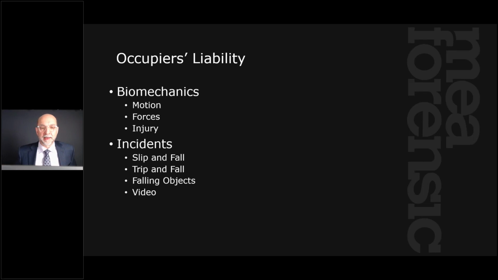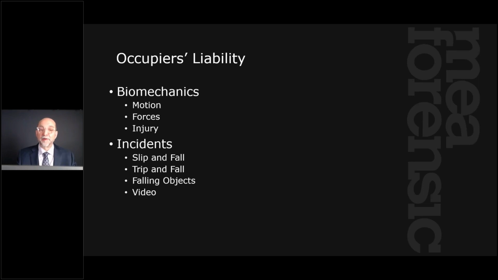I'd like to start off by mentioning that today I'm going to speak about three specific areas of biomechanics that we look at in these kinds of cases. One has to do with motion or gait of the human body. The motion is dictated by biomechanics, and there's a set of motions that we expect when a certain event occurs. We can compare that expected motion to witness statements of what happened and see whether that motion makes sense.